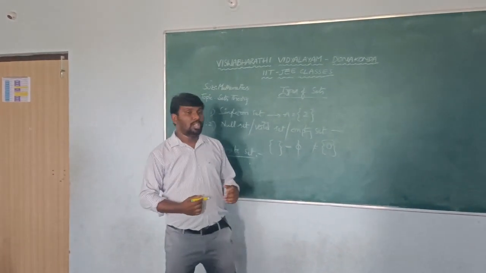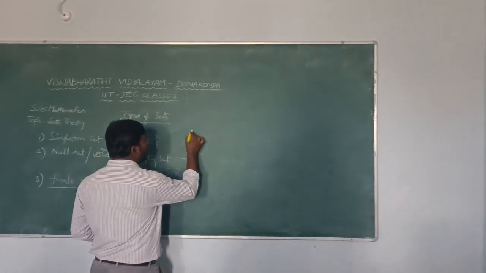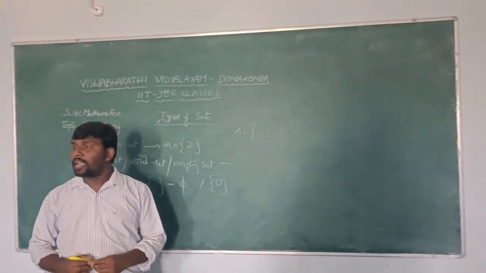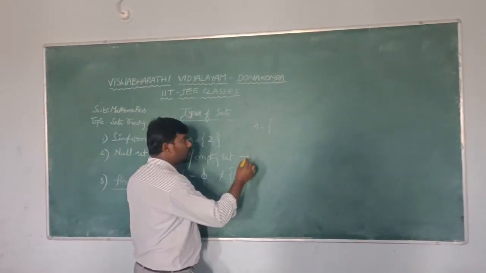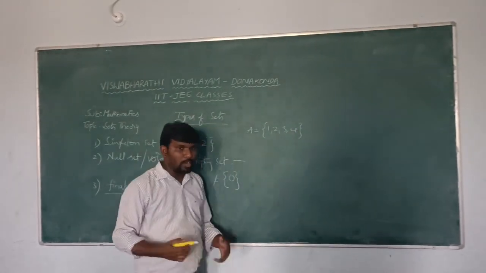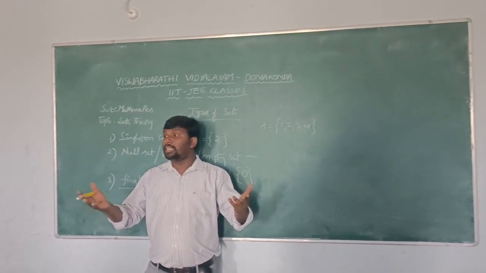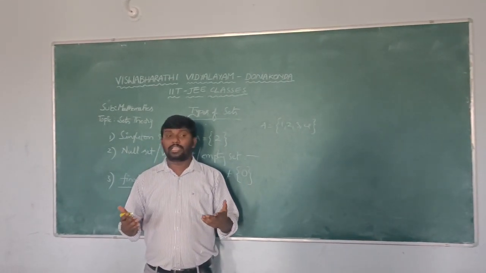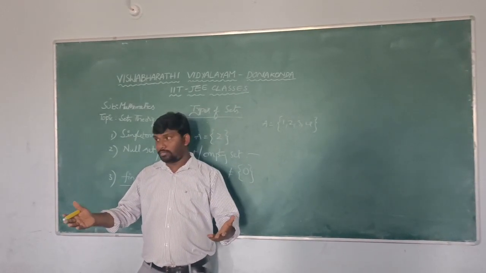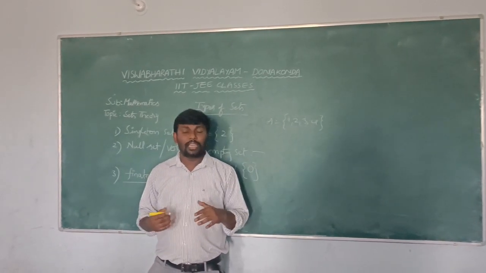For example, I am asking a question: the natural numbers less than 5. So we can write 1, 2, 3, 4. Right? 5 should not count because I am saying less than 5. It's very clear, we can easily count how many there are. So it is a finite set. The meaning of finite is countable, which we can count.